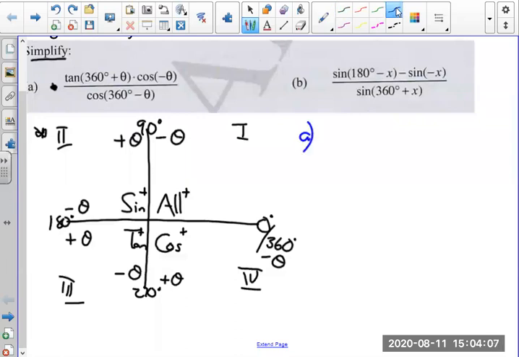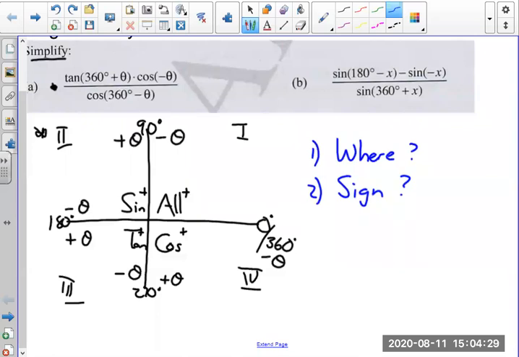you need to ask 3 questions. Now I'm going to write the 3 questions first. So the 3 questions that you're going to ask is, where is that angle? In other words, which quadrant? Quadrant 1, 2, 3, or 4? What's the sign in that specific quadrant? So say you're in quadrant 3, then only tan is positive. All the others are negative. So you must know where you're working so that you can decide on the sign of the answer.